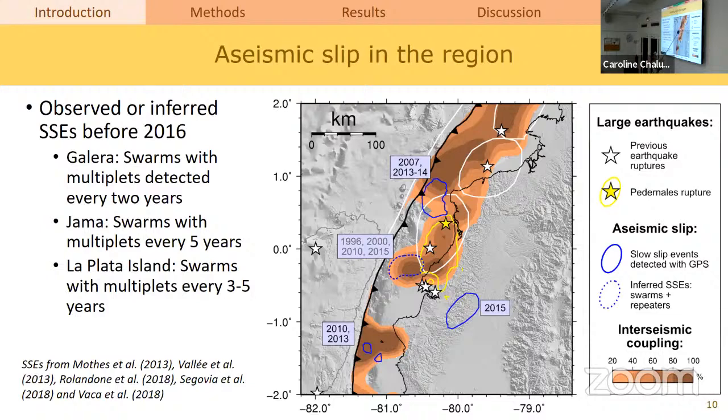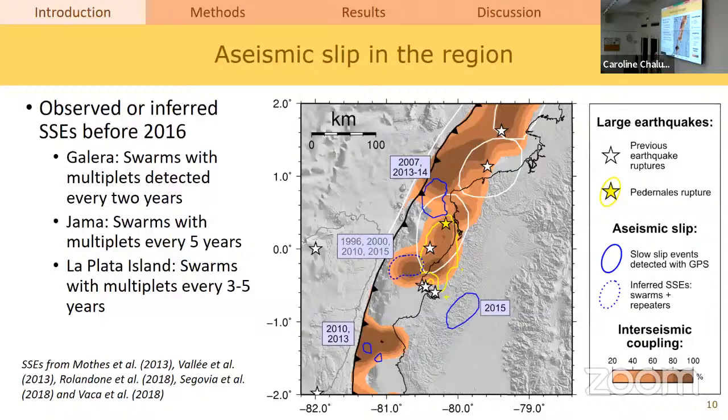In the north, right here near Punta Galera, we have two observations of slow slip with GPS, but we also have seismic swarms and multiplets that are detected every 2 years or so. In the middle near Jama, we have no detections through GPS, but we have detected seismic swarms every 5 years or so, which indicates the likely presence of slow slip in the region.